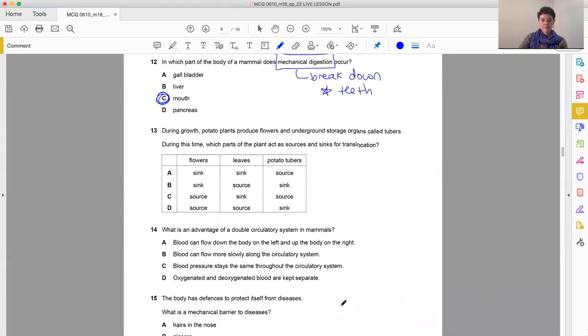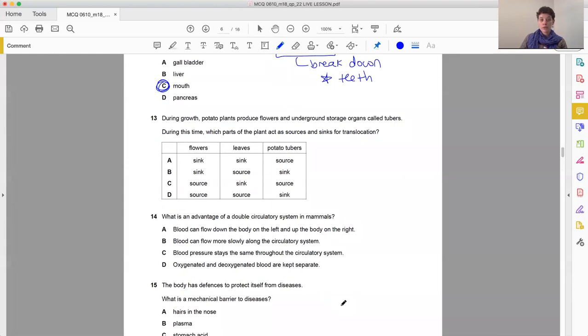Question 13. During growth, potato plants produce flowers and underground storage organs called tubers. During this time, which parts of the plant act as sources and sinks for translocation? Okay, so a source is where photosynthesis is occurring. A sink is a storage or use site. Okay, somewhere where those products of photosynthesis are either being stored or used.